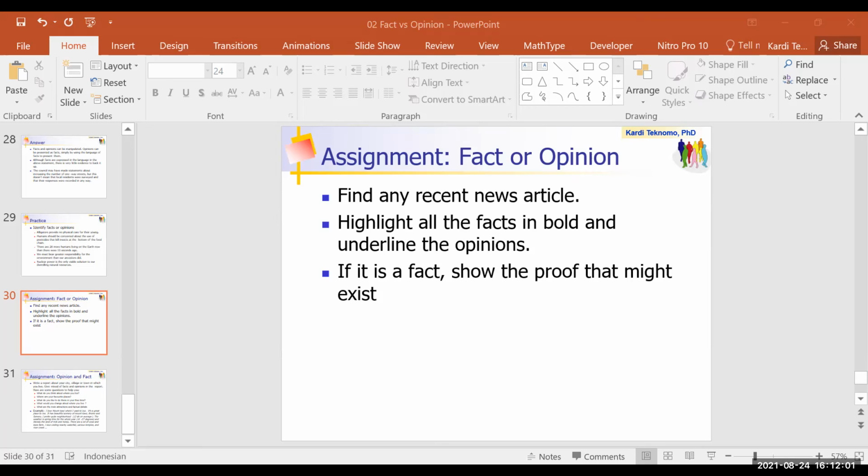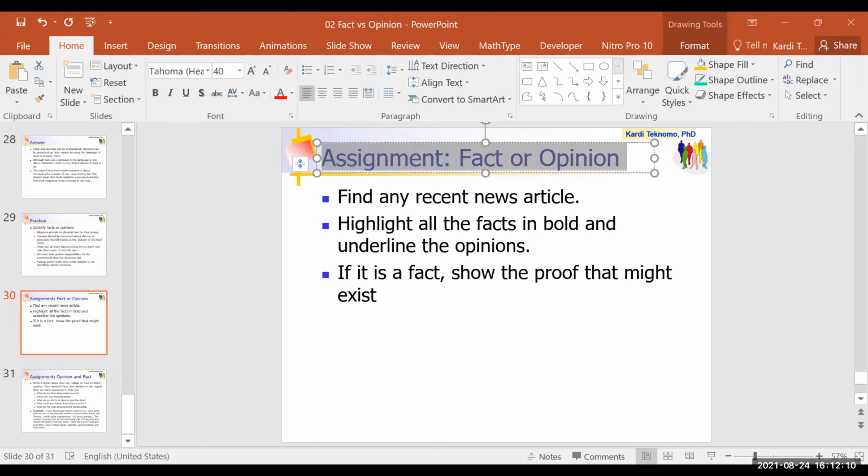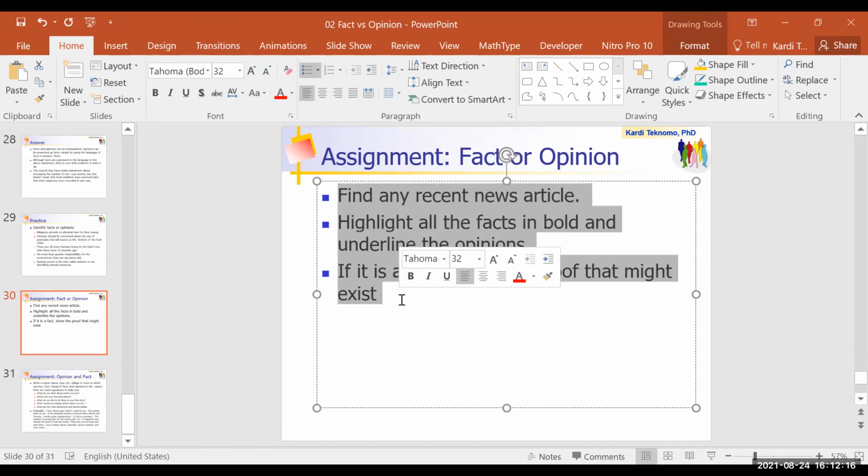Then I create a new assignment here. What is the assignment? Assignment: fact and opinion. Then I will just copy and paste here. So in the group, you submit it here in Google Classroom. When do you think you will finish? Next week is okay? Monday, the 30th? Next week is okay. Okay, one week.